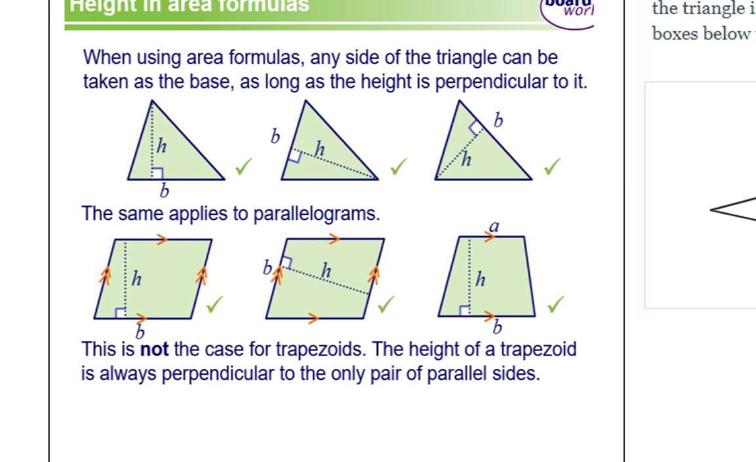Okay, so that's the whole thing, is that you have to make sure that it is perpendicular. Once it's perpendicular, then you know that it is the height. So keeping that in mind, let's go ahead and get right into some practice.